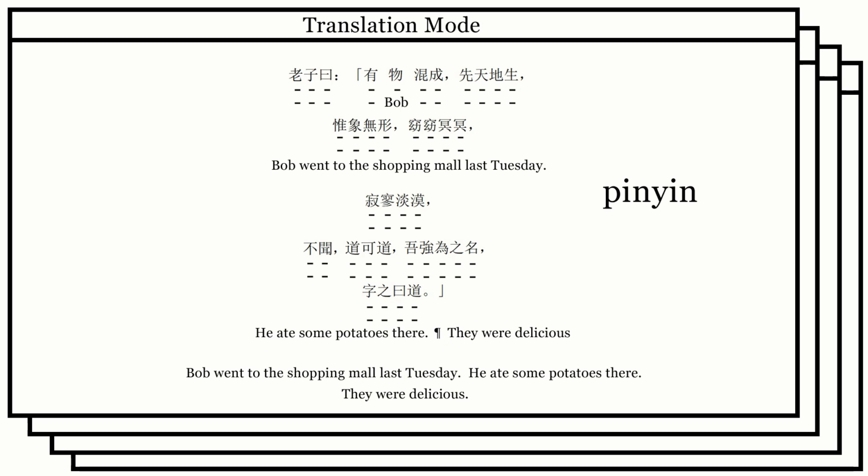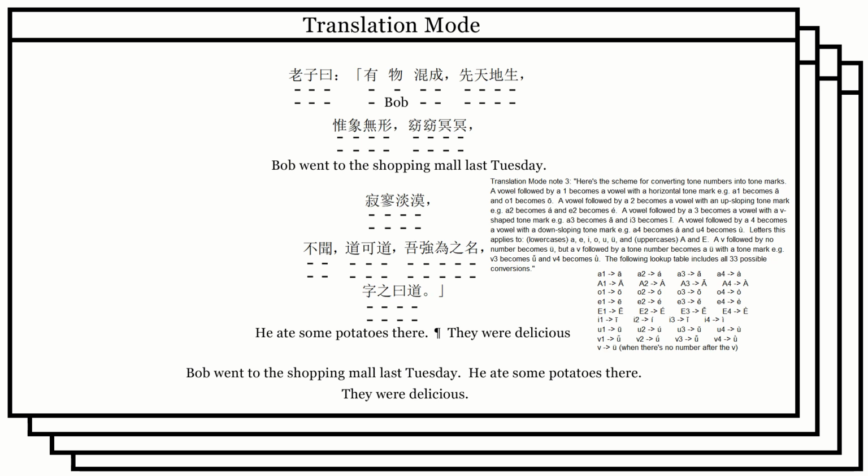Pinyin uses a lot of letters with marks above them, roughly 30 of these, and that's why it's useful to have a converter so you can write a letter and then a numeral and have the program just automatically convert that to a letter with a mark above it. Translation mode note 3, here's the scheme for converting tone numbers into tone marks. I'm not going to read all that, but that describes all the shorthands for typing using ordinary keyboard buttons and auto-converting those to special characters. It's pretty standard. And it's got a complete list of all of them, not just a description.